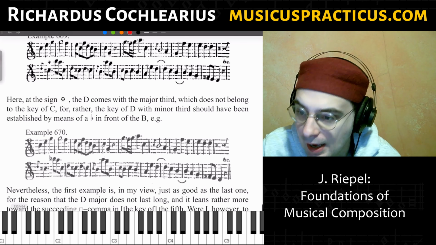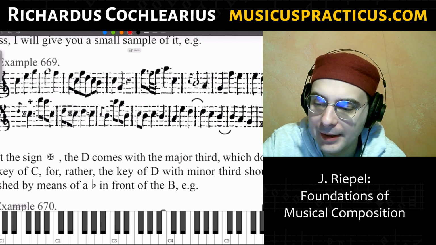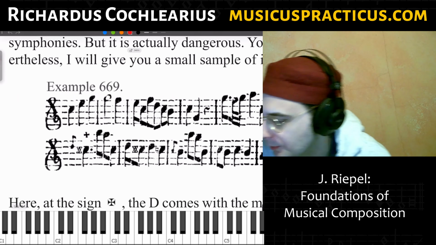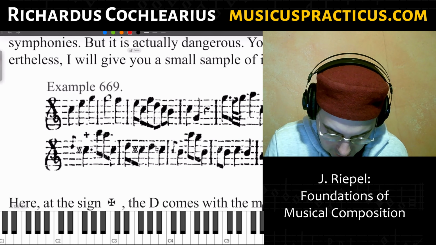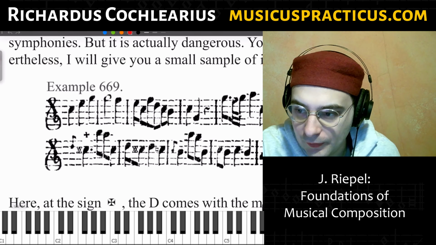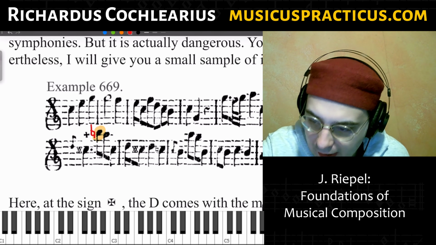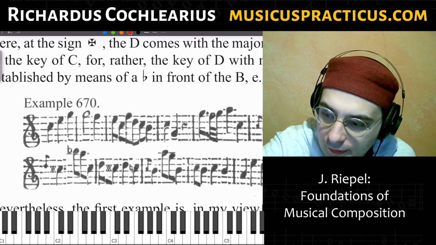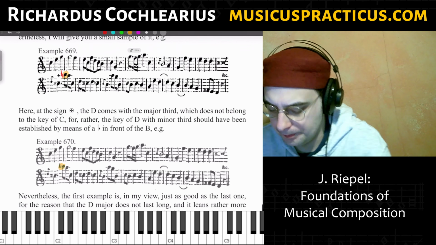Okay. No, I played a B flat here, but there's no B flat written. That's why I show you. Here, I was playing, of course, with the B flat, as the fonte should require. Indeed, here we have a B natural. And in the second example, we have a B flat. Now, let's play both of them in the correct way.